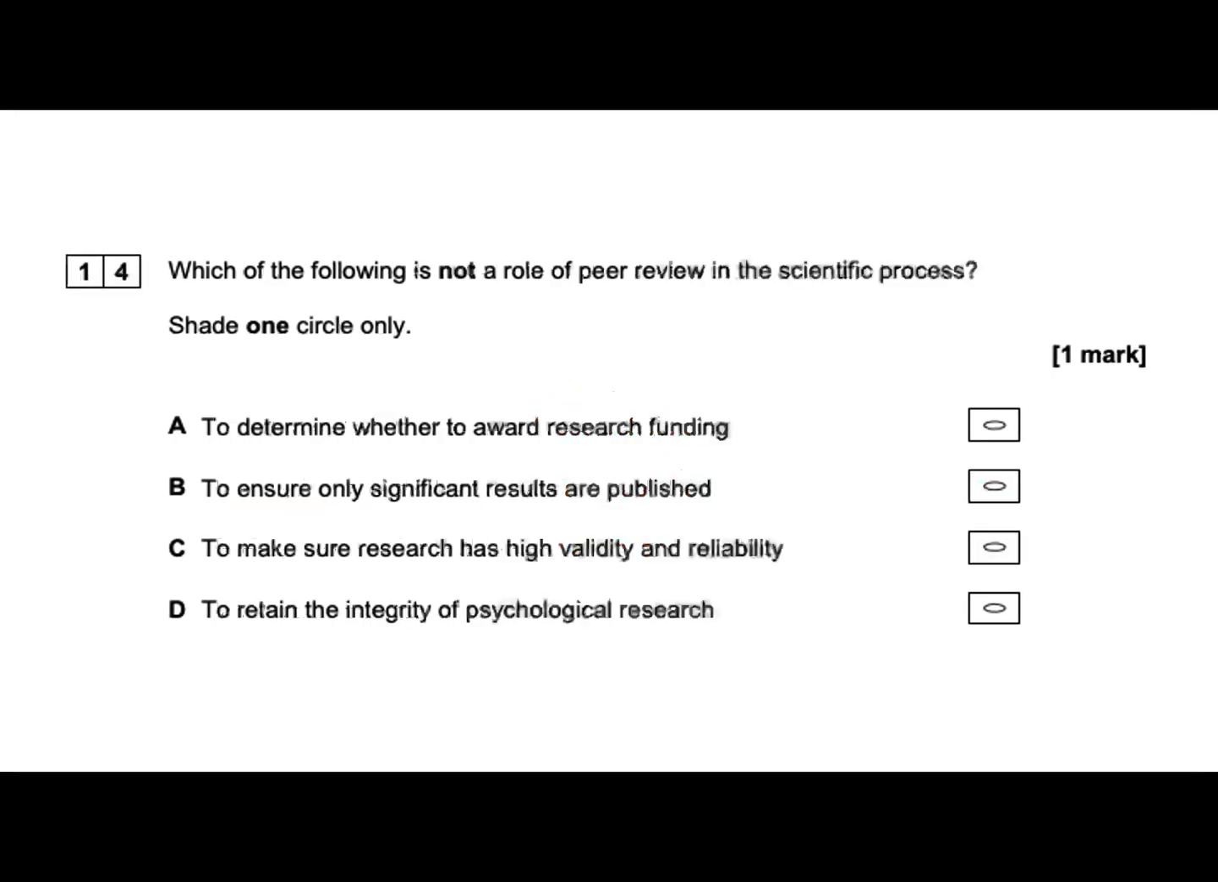All right, question number 14, another multiple choice. Which of the following is not a role of peer review in the scientific process? To determine whether to award research funding, that is true, so that's not the case. B, to ensure only significant results are published, that is false. To ensure research has high validity and reliability is true, and to retain the integrity of psychological research is true. So this is what's incorrect about B. We don't want to just publish significant results.